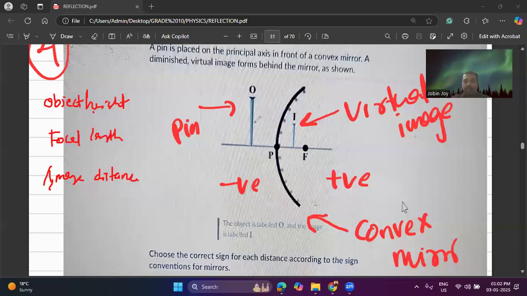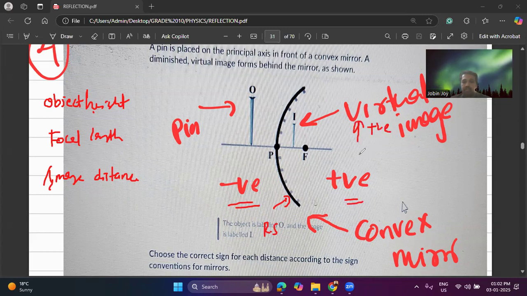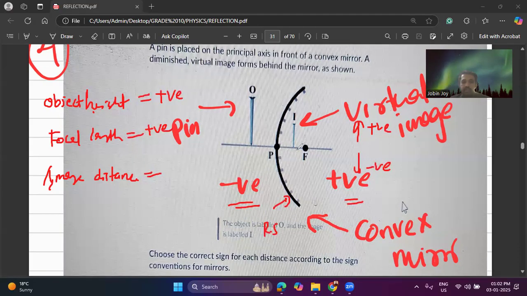A pin is placed on the principal axis in front of a convex mirror. This is the reflecting surface, so this side is negative and this side is positive. Above the principal axis is positive, below is negative. Object height is positive because it is above the principal axis. Focal length is on this side, behind the reflecting surface, so again positive. Image distance: the image is on the opposite side of the reflecting surface, so positive. All are positive.